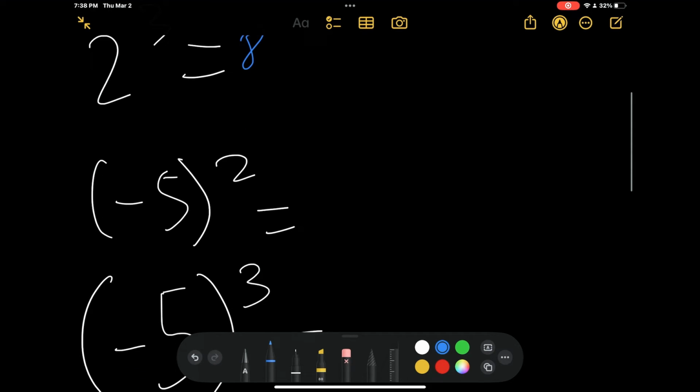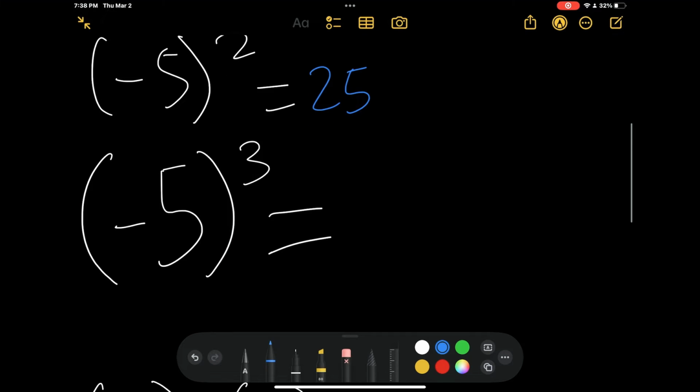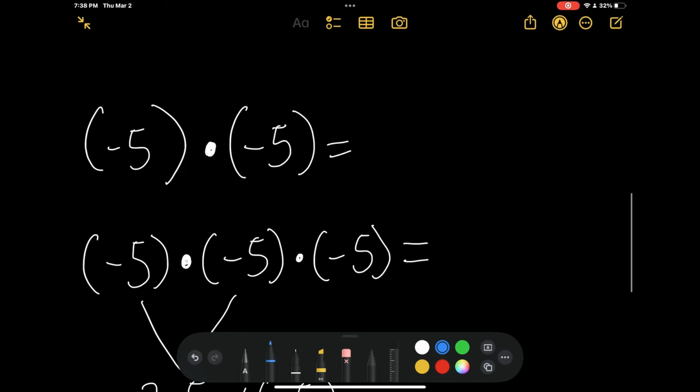A negative number raised to an even power is positive. A negative number raised to an odd power is always negative. -5 to the power of 2 is equal to positive 25. -5 to the power of 3 is equal to -125. Let me explain how this is.